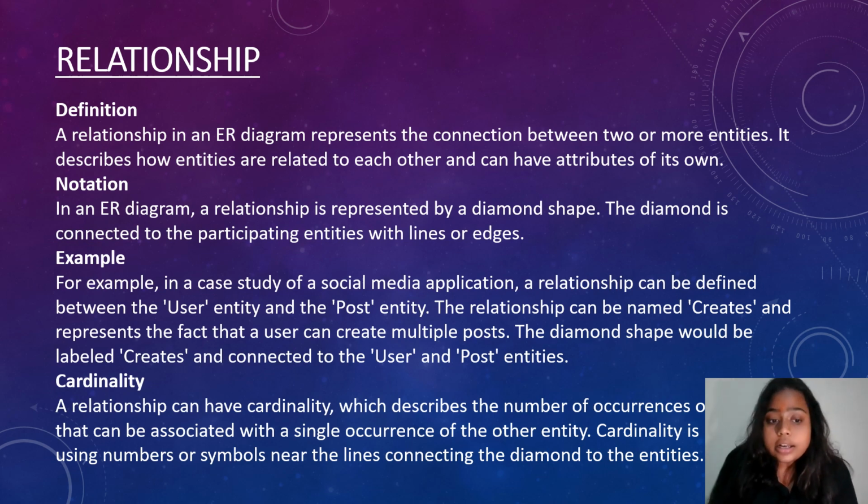The cardinality ratio. A relationship can have cardinality, which describes the number of occurrences in a relationship that can be associated with a single occurrence of the other entity. Cardinality is shown using numbers or symbols near the lines connecting the diamonds to the entities. So, coming to cardinality ratio, there are four types: one-to-one, one-to-many, many-to-one, and many-to-many. These are the four cardinality ratios.